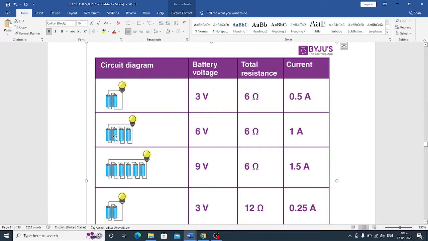Here you have 3 volts. 1.5 into 2, here 1.5 into 4, so you will get 6 volts here. The resistance in the circuit is 6 ohms, meaning the bulb's resistance is 6 ohms, so you will get here 1 ampere. 6 batteries means 6 into 1.5, 9 volts. Bulb resistance is 6 ohms, so you will get 1.5 ampere.